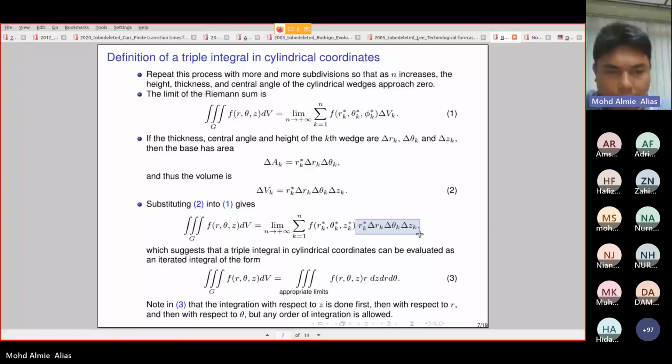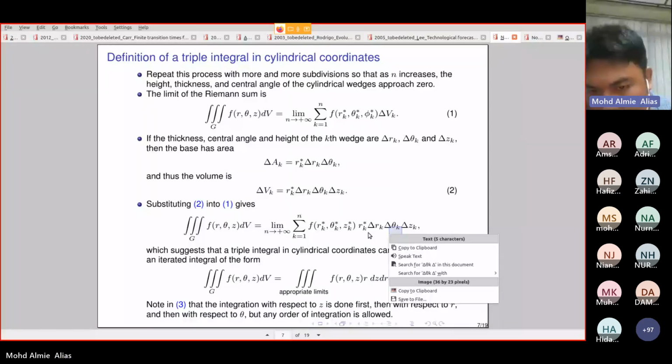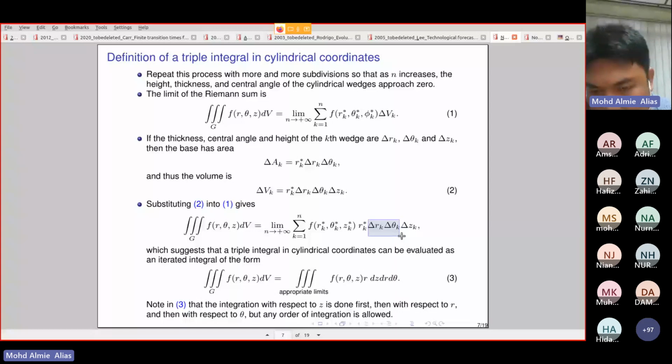And then this formula actually suggests that a triple integral in cylindrical coordinates can be evaluated as an iterated integral of the form something like this. You just maintain the f, you don't change anything. Now r_k becomes r, delta r becomes dr, delta theta is d theta, and delta z is dz. It doesn't matter about the order of the integration, as long as you have appropriate limits.